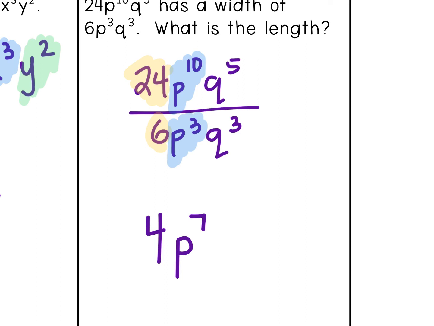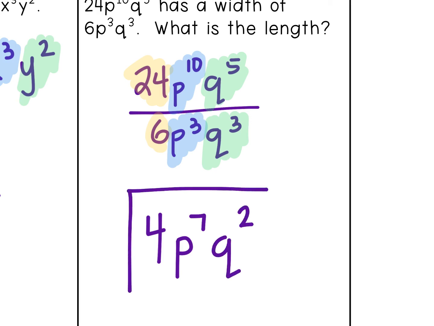And then last, those q's. So q to the 5th power divided by q to the 3rd power. When we divide, we subtract exponents. So it would give us q to the 2nd power.